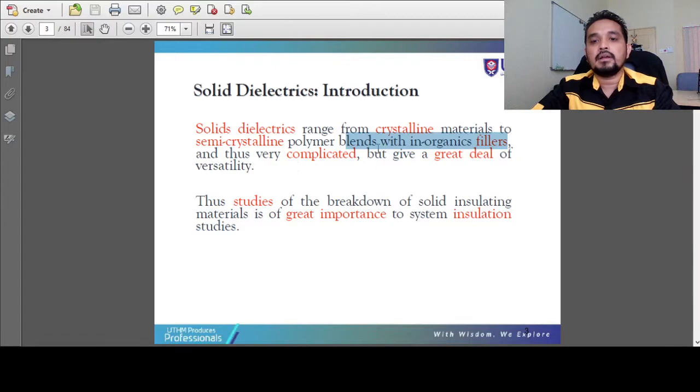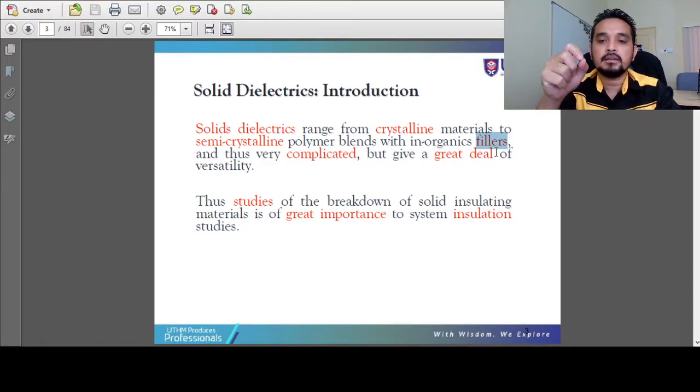Okay, what is fillers? Fillers are actually very small particles, normally in micro size, which are blended together in the solid dielectric, for example in the insulator, to achieve a certain characteristic. It is just additional material that has been added to the polymer material, so that the solid dielectric behaves in a certain condition or has certain characteristics according to the application.